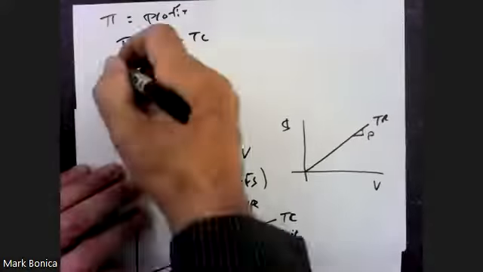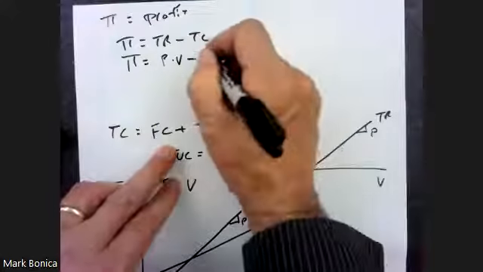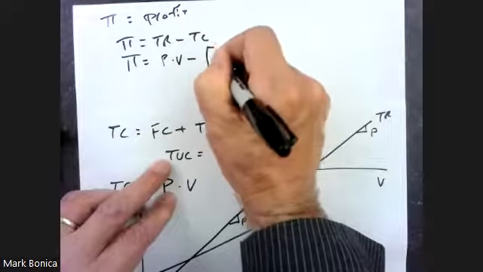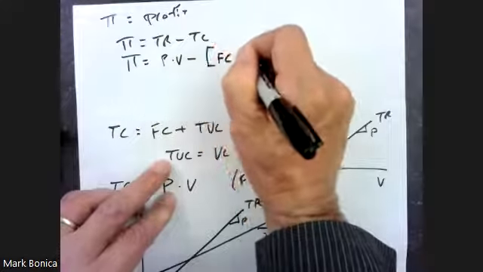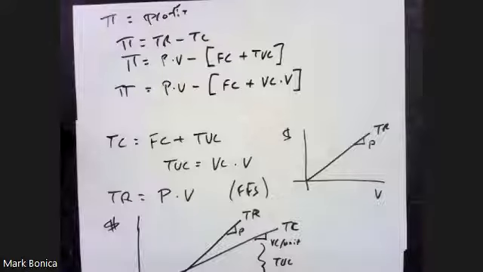And then we can break that out and say, okay, total revenue is equal to P times V, minus total cost, and total cost is fixed cost plus total variable cost. We can make that more specific and say profit equals P times V minus the quantity fixed cost plus variable cost times volume. So that's the expanded definition of profit.